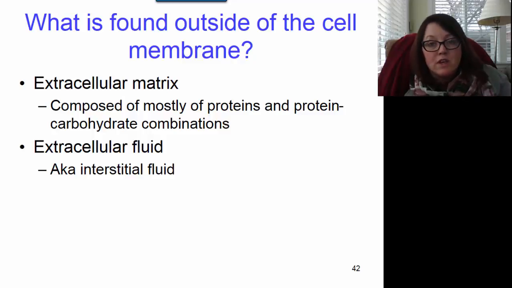We call that extracellular fluid, or sometimes, depending upon where we're looking in the body, we might refer to it as interstitial fluid. Interstitial fluid means tissue fluid, so that's referring to the fluid that is in the tissues but not actually in the cells themselves.